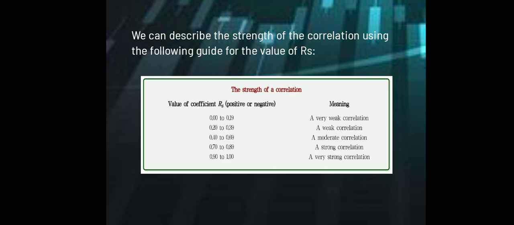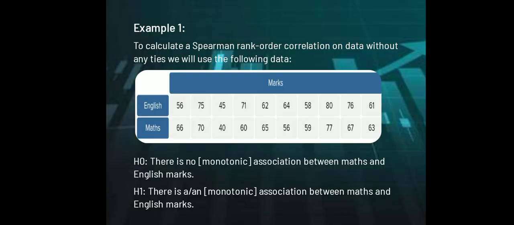Okay? So next, we have example number 1. To calculate a Spearman rank order correlation on data without any ties, we will use the following data. English and math scores. The English scores are 56, 75, 45, 71, 62, 64, 58, 80, 76, 61. And the math scores are 66, 70, 40, 60, 65, 56, 59, 77, 67, and 63.